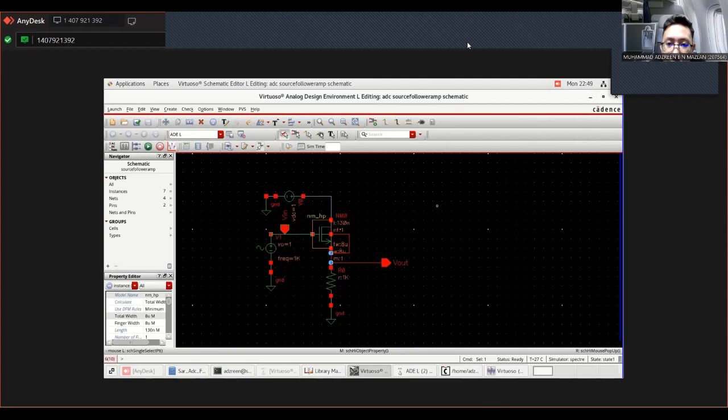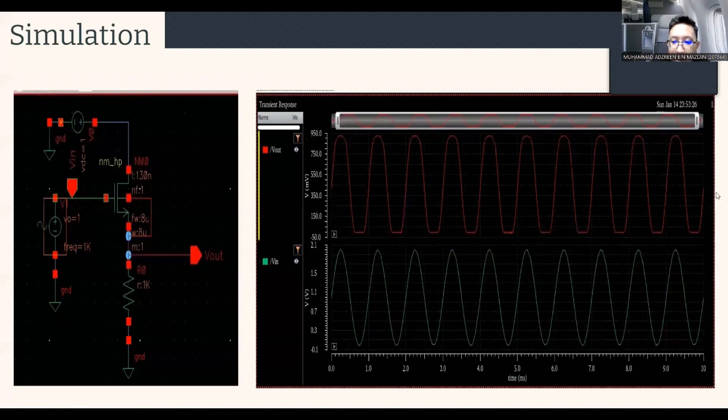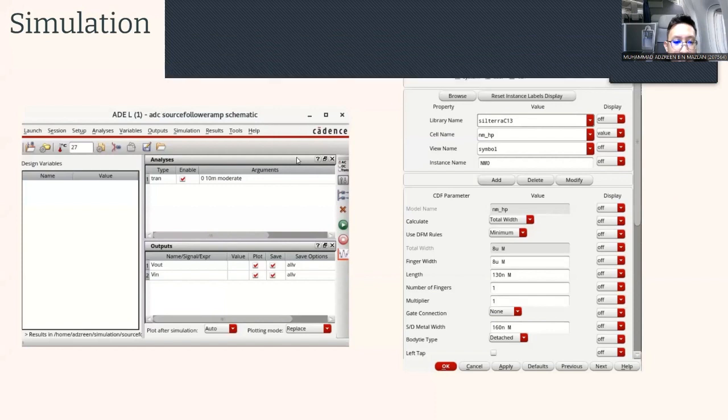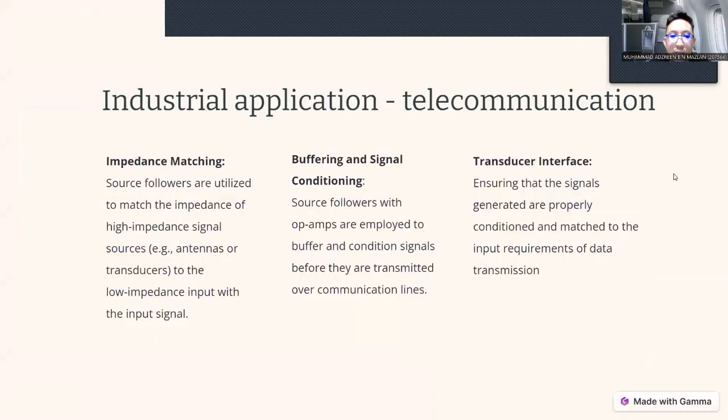Okay, I believe that is all from me, and this is the analysis that we are using in the Cadence experiment, and this is the property for the NMOS. So that's all from me. I pass to Izzat.